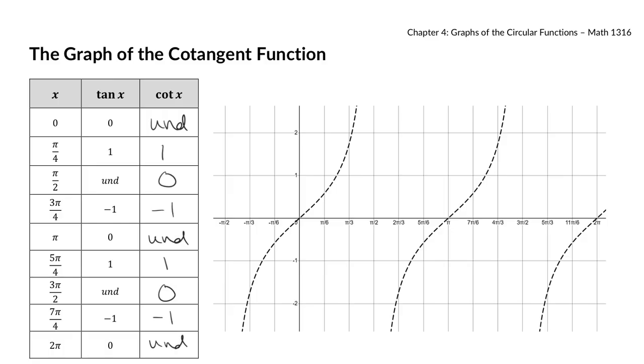So I see that there are going to be 3 vertical asymptotes that I'm going to graph between 0 and 2 pi. I'm going to have a vertical asymptote at 0. I'm going to have a vertical asymptote at pi. And I'm going to have a vertical asymptote at 2 pi. Just like the other functions, the places where I have the vertical asymptotes are where the zeros of its reciprocal are occurring, since 0 and undefined are reciprocal numbers.